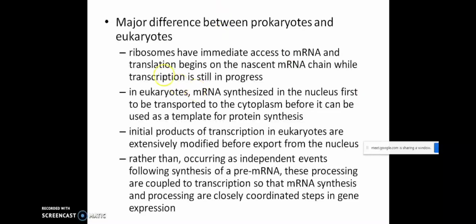But in eukaryotes, mRNA is synthesized in the nucleus first, and then it has to be transported to the cytoplasm before it can be used as a template for protein synthesis. So the mRNA that is synthesized in the nucleus will be transported to the cytoplasm. But before it gets transferred to the cytoplasm, the initial products of transcription in eukaryotes are extensively modified. The product of transcription, nothing but the mRNA or transcripts, is extensively modified before the export from the nucleus.